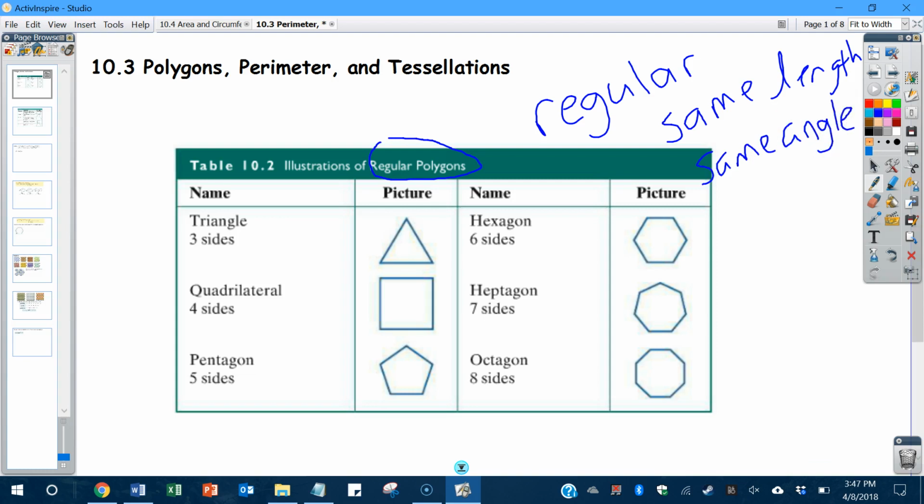And so if I tell you I have a regular pentagon, you can assume that all 5 of these sides are the same and that all these 5 angles are the same. And that is going to help you do some problems in the future.